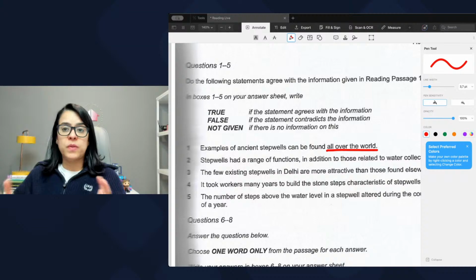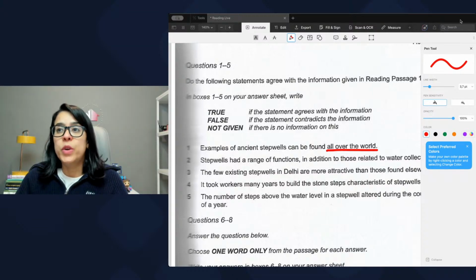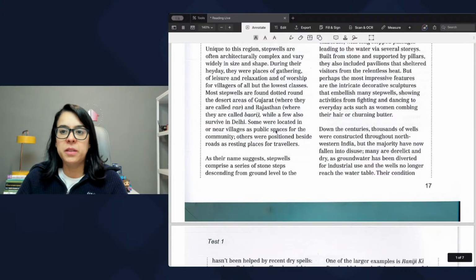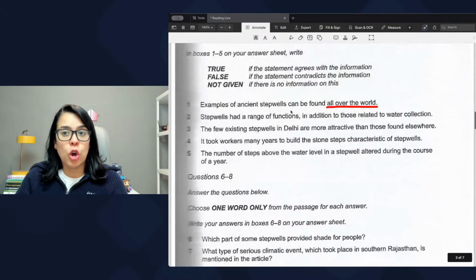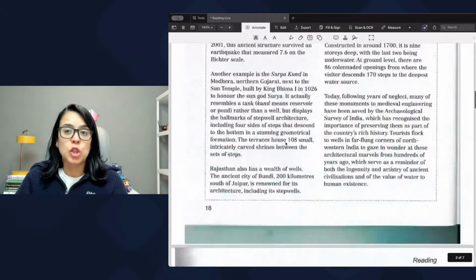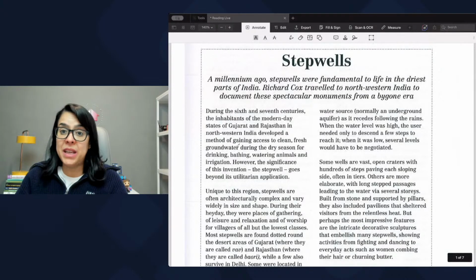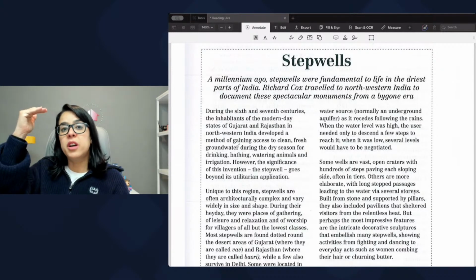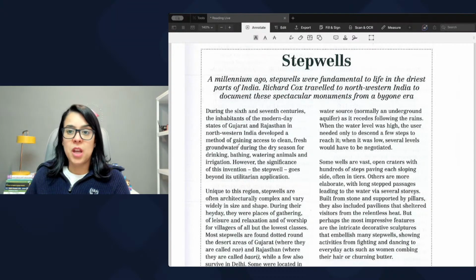So try to think of synonyms. And what do you have to do now? We're going to take a look at the text, okay? And this is the first question of the first exercise. So that means the answer is probably at the beginning of the text, because on the IELTS, the questions follow the order of the text.